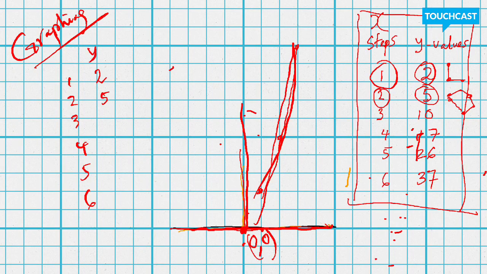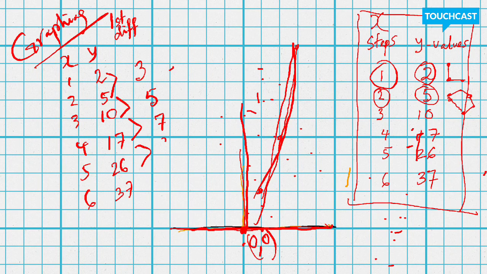writing the y values. Let me go straight to x and y values. x is the step numbers and y is the variations in the vertical axis. And the next number was 10 and 17, 26 and 37. Now if you go for differences between these, that means 5 minus 2 gives you 3. That's what we call the first difference. And the first difference, which is the third column, is 3, and then 5, and then 7, and then 9, and so on.